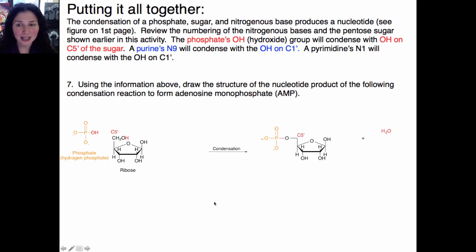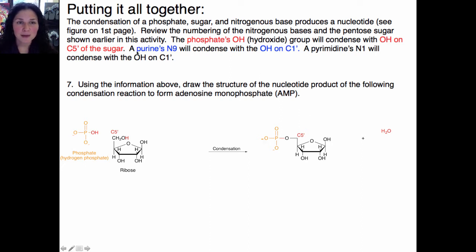This is what it would look like. Here I've made a new bond between the oxygen of C5' and the phosphorus. Water is a product because this is a condensation reaction. This is not a complete nucleotide yet.